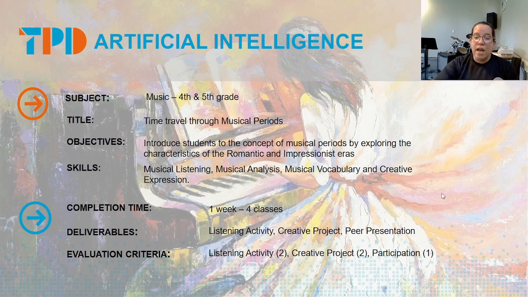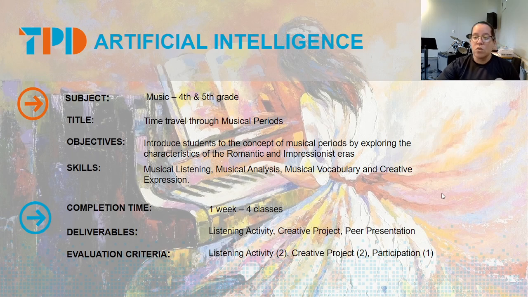What kind of skills will the students develop? They will develop active listening skills to identify contrasting musical elements between the Romantic and Impressionist periods. They will be able to identify basic musical elements like tempo, dynamics, and melody in relation to the emotional expression of each period. The students will learn and use new vocabulary. For example, in Romanticism, you can find words like dramatic and passionate, and for Impressionism, evocative or colorful.